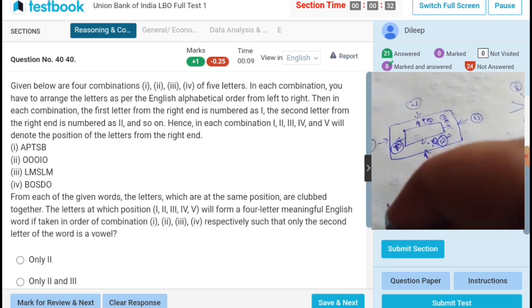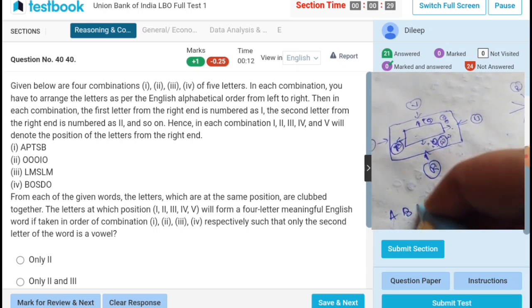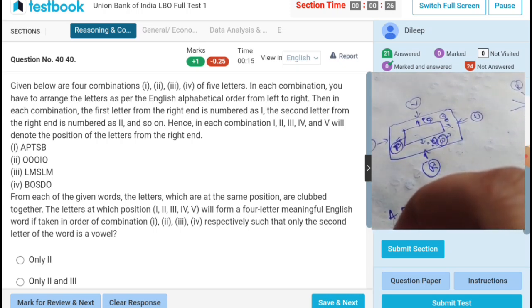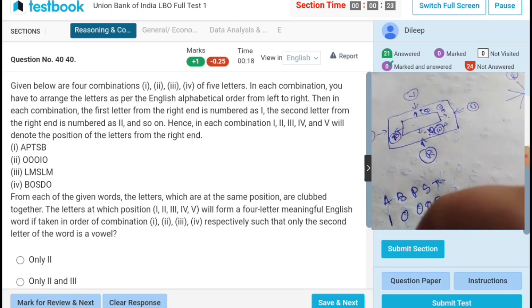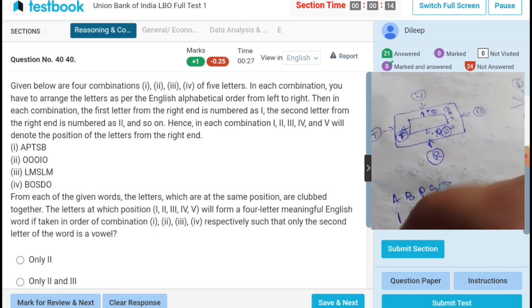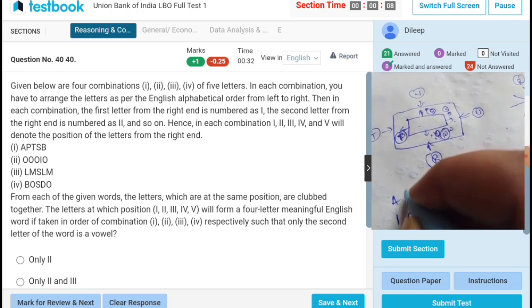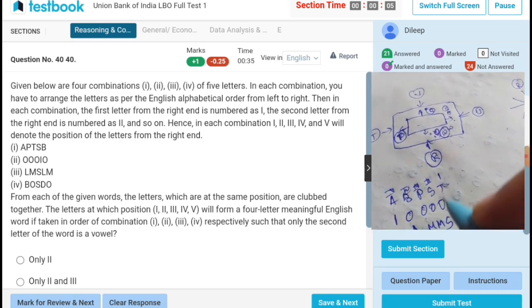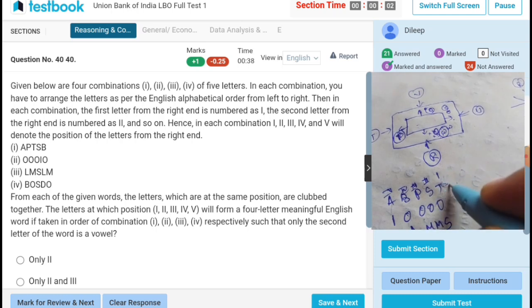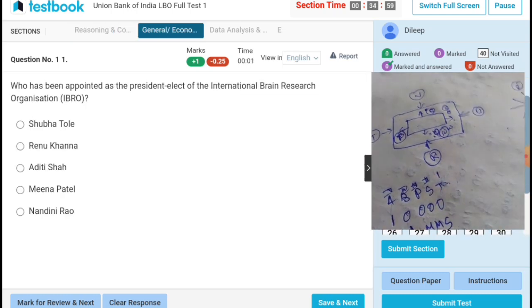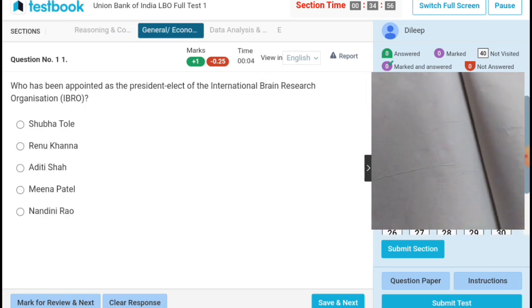You arrange the letters as per English alphabetical order. L, then each combination, first letter from right hand is 1. Clubbed, and time is over. Next, who has been appointed as the President of International Brain Research Organization?